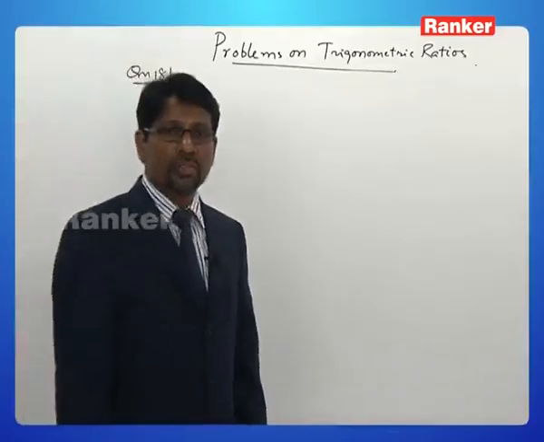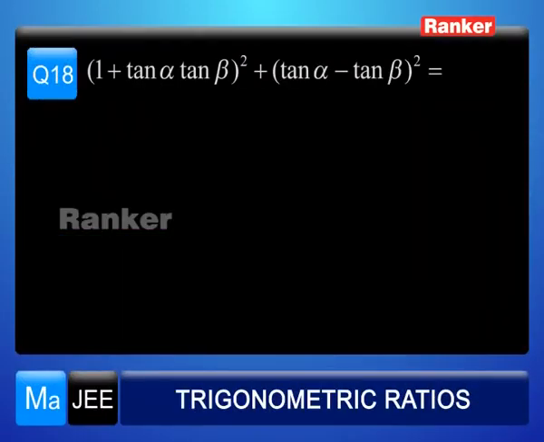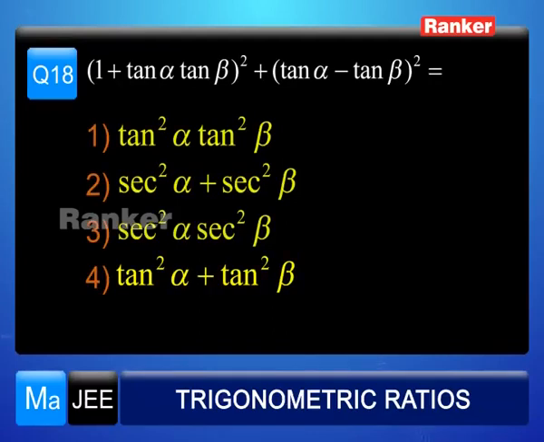Okay, let's move on to the next question. Question number 18. 1 plus tan alpha tan beta whole square plus tan alpha minus tan beta whole square is equal to: first option, tan square alpha into tan square beta. Second option, secant square alpha plus secant square beta. Third option, secant square alpha into secant square beta. Fourth option, tan square alpha plus tan square beta.